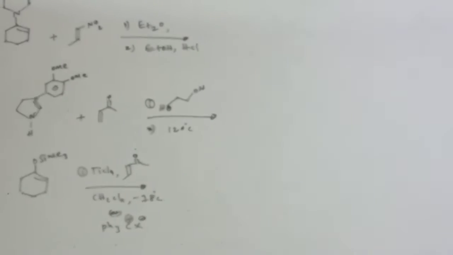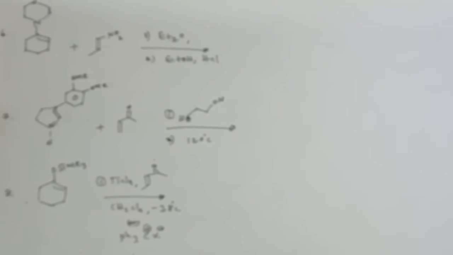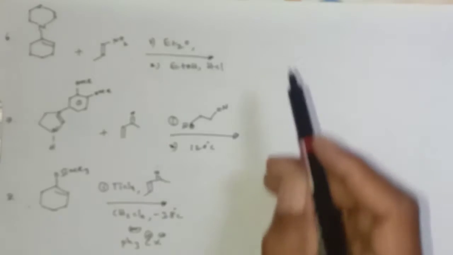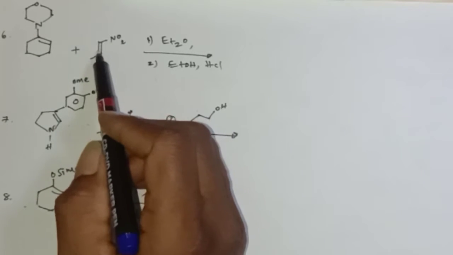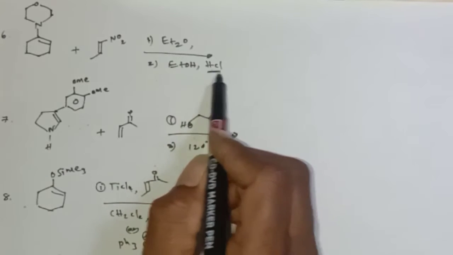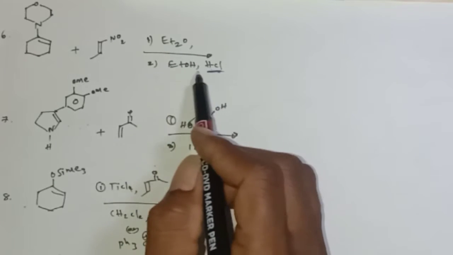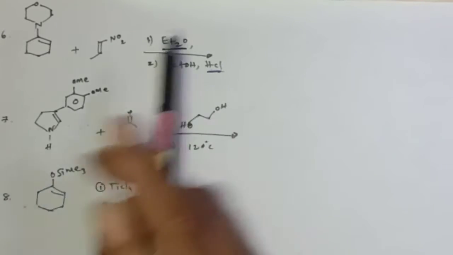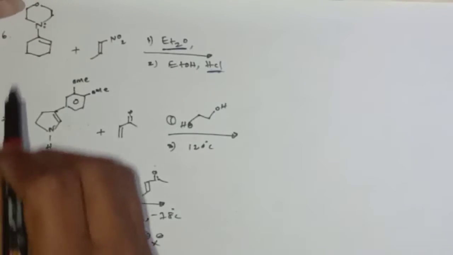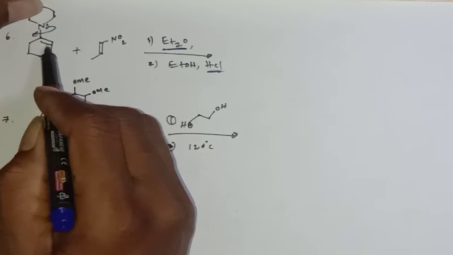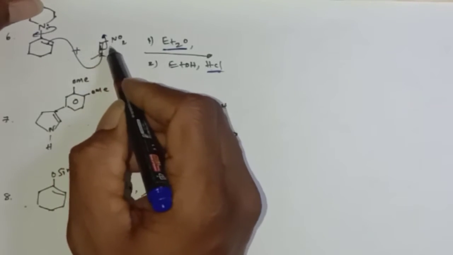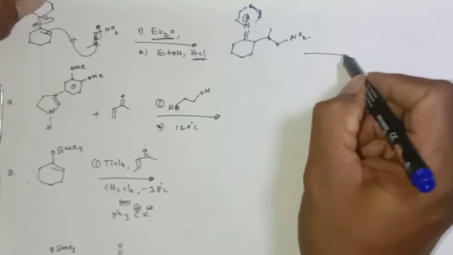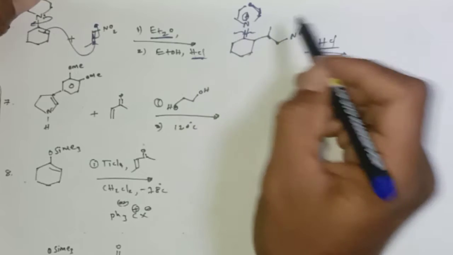Next one. Here we have an enamine. This is alpha beta unsaturated nitro group. Then EtOH and HCl is there. So this is acidic condition in the protic solvent, and this is ether. Now this lone pair on the nitrogen participates in the resonance, and this double bond is migrated to this one, and this pi bond participates in the resonance with the nitro group. Okay, and after that the HCl cleaves this one and gets the double bond.